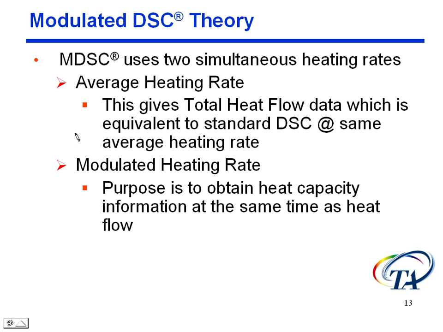Now in modulated DSC, we use two simultaneous heating rates. There's the average heating rate. This gives us total heat flow data. This is going to be equivalent to standard DSC at the same average heating rate.